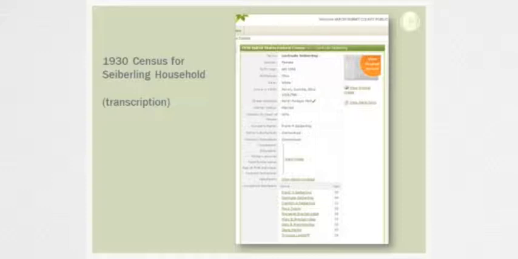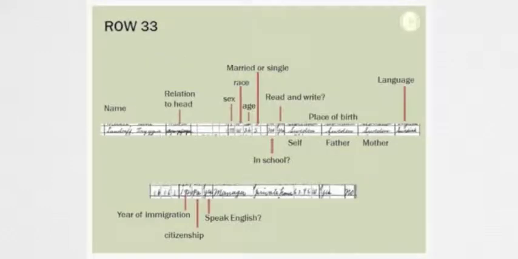Now, if your teacher made copies of the 1930 census record, you can follow along with that, starting at row number 33, or you can follow along with this slide. So this is the information recorded for Trygve in the 1930 census. We see his name. His relation to the head of the household is employee. It's kind of hard to read. Sex, M for male. Race, W for white. Age, 26 years old. Married or single? He was single. In school, he reported no. Could he read and write? He said yes. And then place of birth.